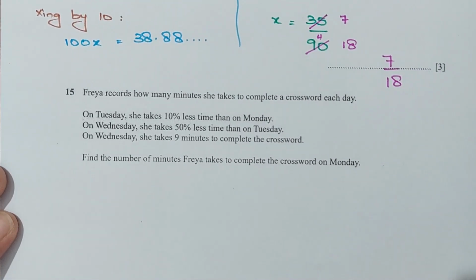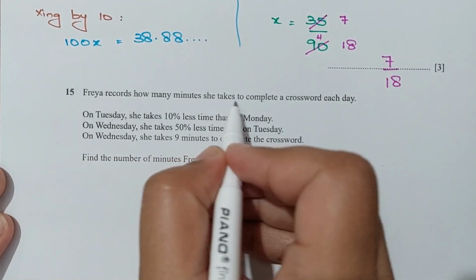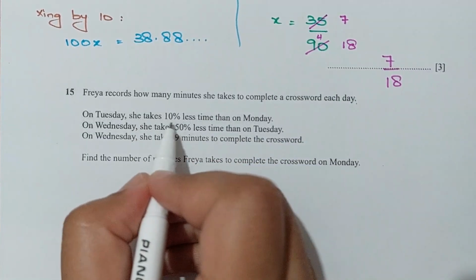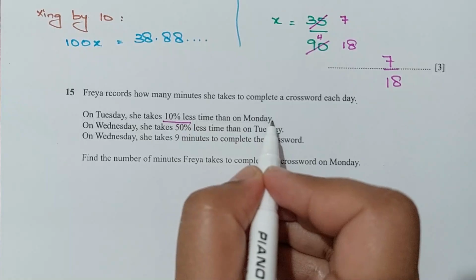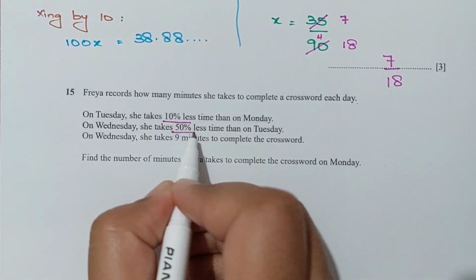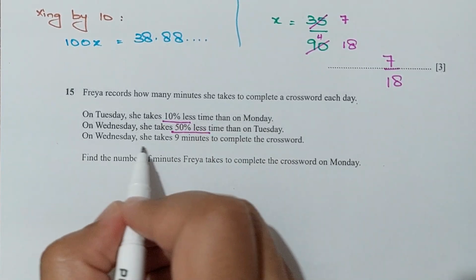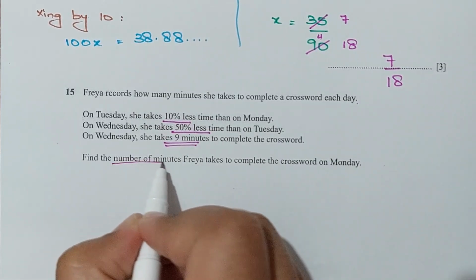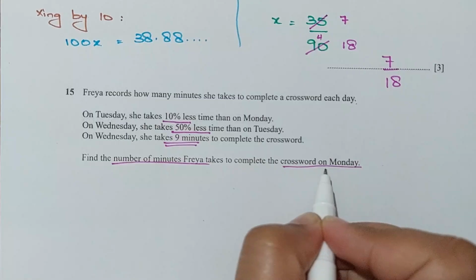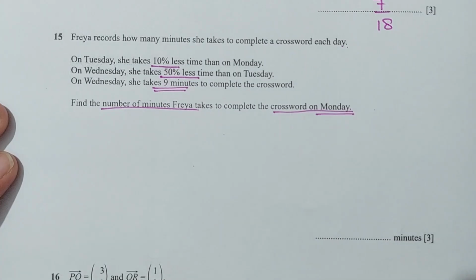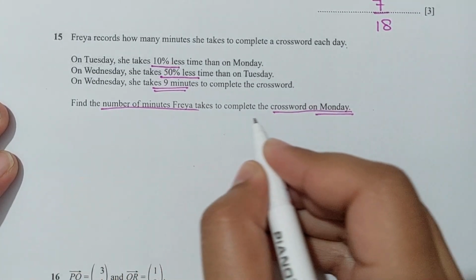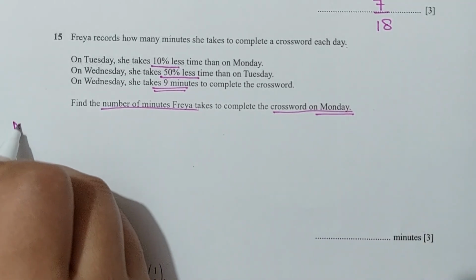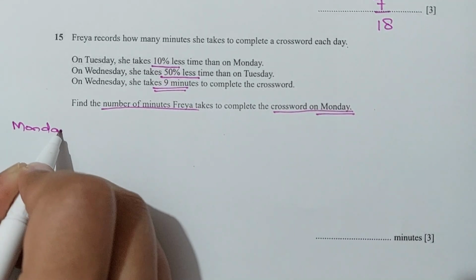Question number 15. Priya records how many minutes she takes to complete a crossword each day. On Tuesday, she takes 10% less time than on Monday. On Wednesday, she takes 50% less time than on Tuesday. On Wednesday, she takes 9 minutes to complete the crossword. Find the number of minutes Priya takes to complete the crossword on Monday. Let us suppose the number of minutes Priya takes on Monday is x.